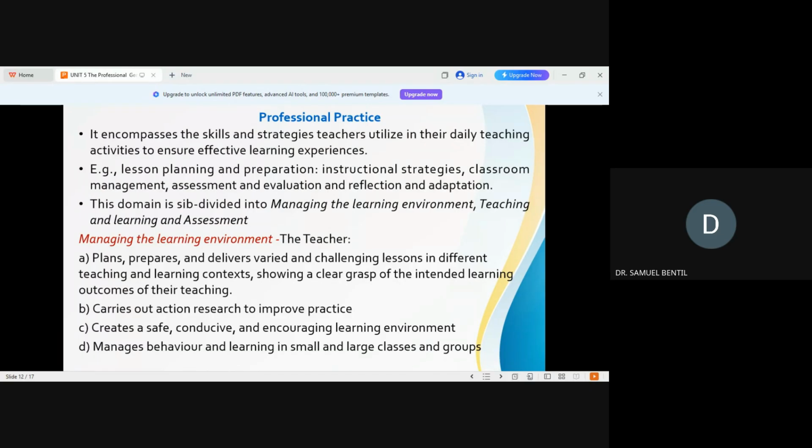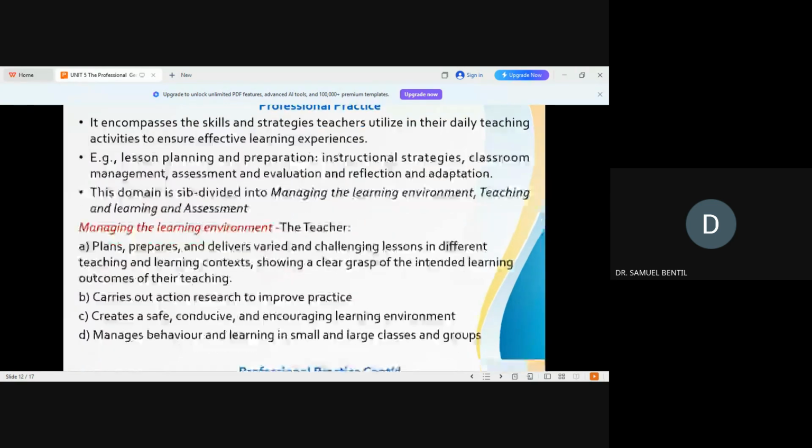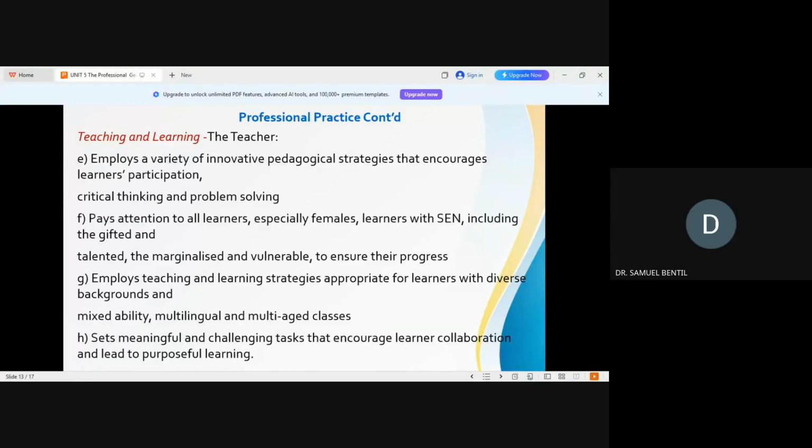And we all know that action research, they are basically classroom activities that are conducted to solve immediate classroom issues. You must be able to also create a safe, conducive, and encouraging learning environment. And in methods of, we'll look at classroom management as a whole topic, and we'll be looking at some of the things to do to establish a positive learning environment or conducive learning environment. So we'll leave it here and discuss that over there. You also manage behavior and learning in small and large classes or groups. Yes, very important. These are all things that as a teacher you must pay attention to.